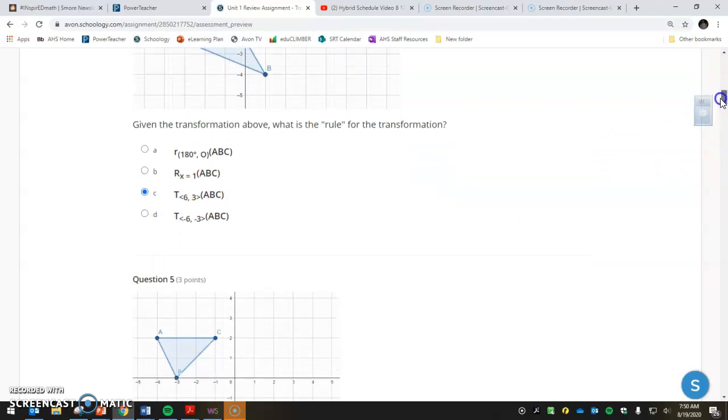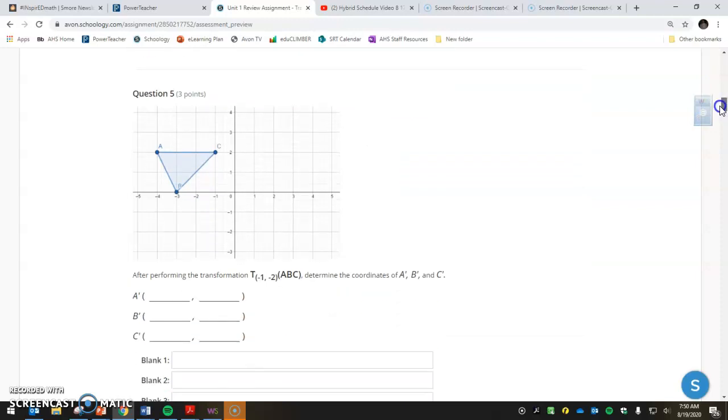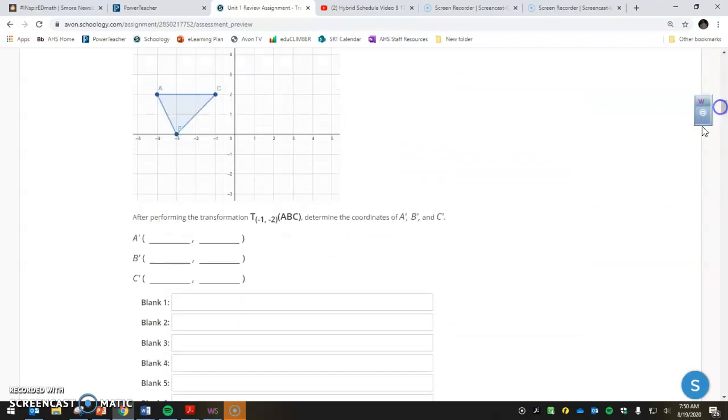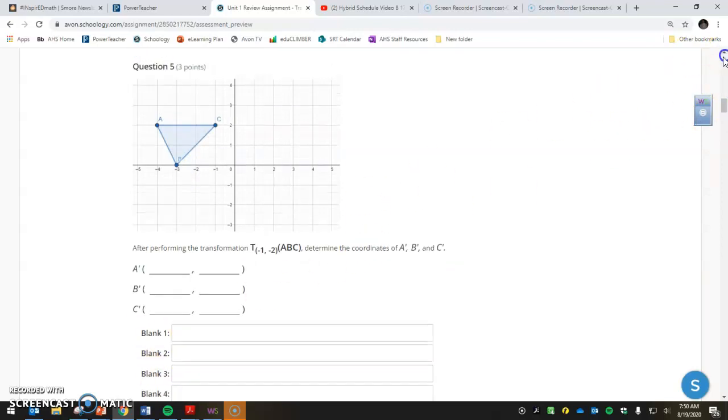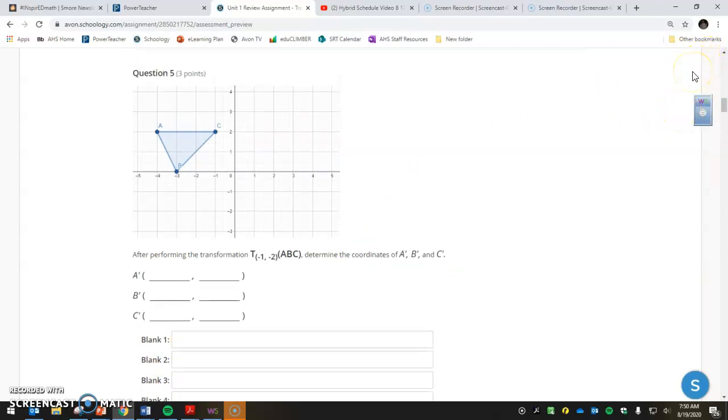All right. Next up, question 5. So these types of problems I imagine are going to be the hardest on the test because they're all blanks. So if you kind of get your blanks out of order, you could end up missing all of these. So make sure you're extra careful with these problems.